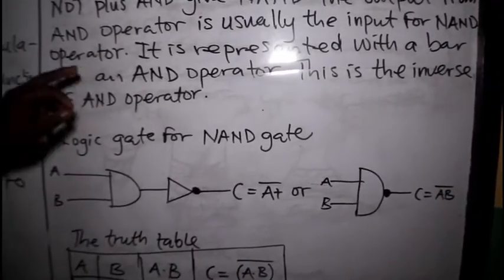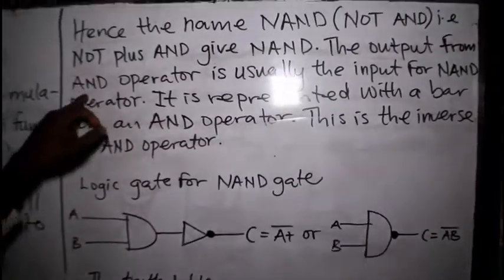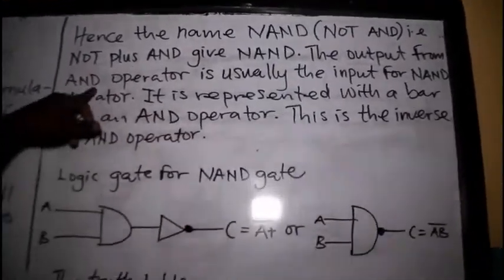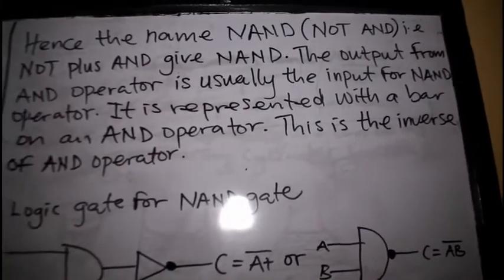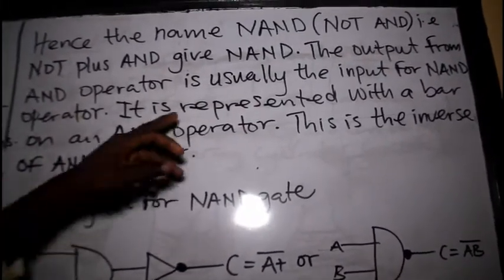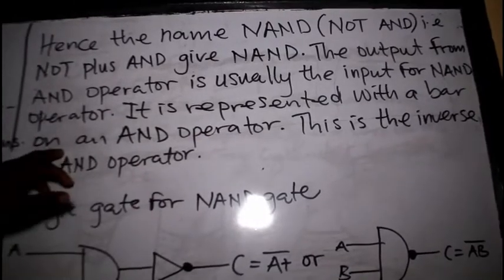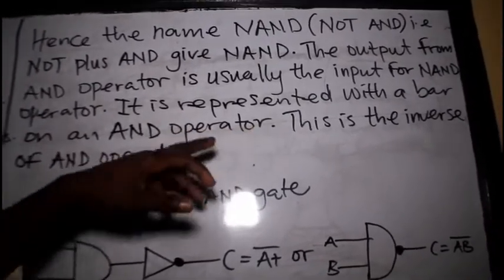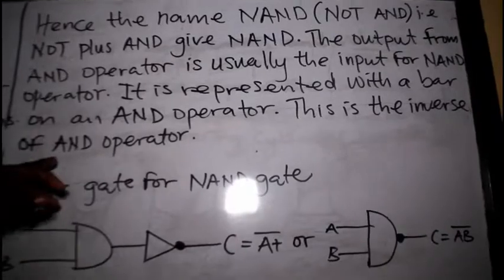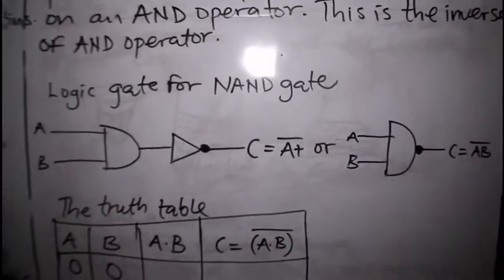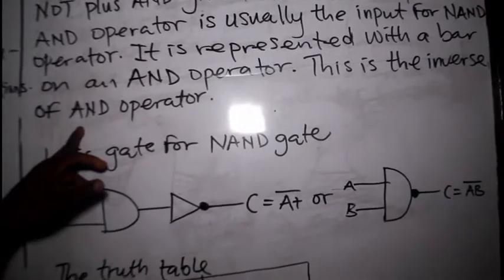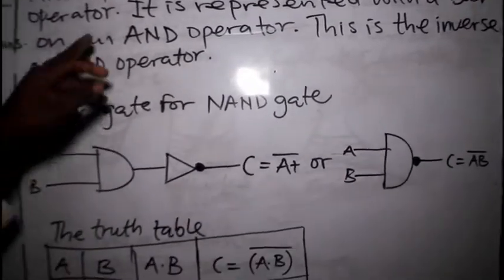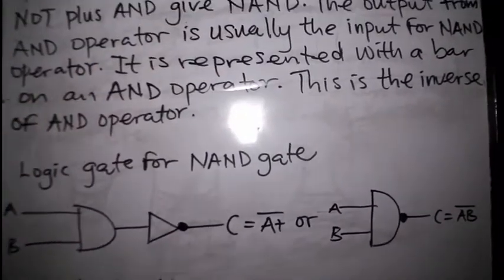What this means is that the output we get from an AND operator is the input for the NOT operator, and this is represented with a bar on the AND gate operator, which is the inverse of an AND gate operator. So the inverse of the AND gate operator, as in the negative of it, is what gives us the NAND gate operator.